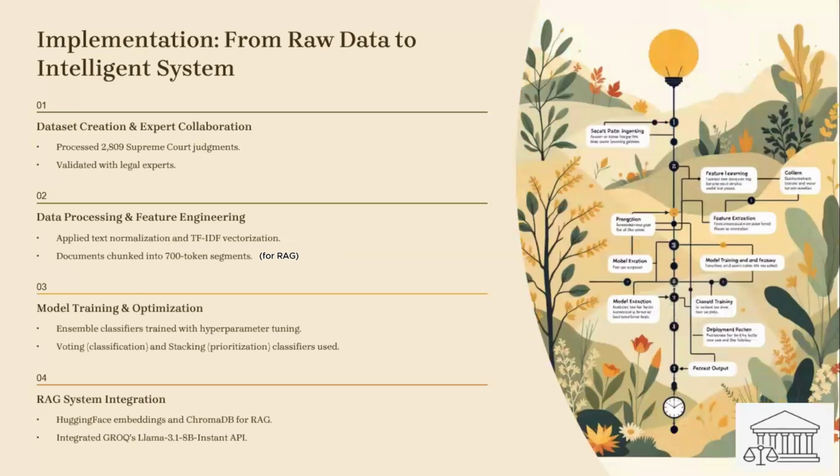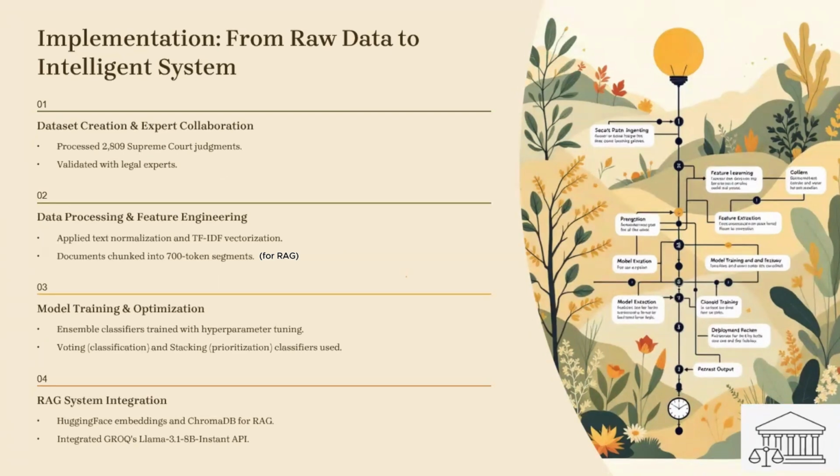In the implementation phase, we worked with real Supreme Court judgments, about 2,800 plus cases. We pre-processed the data, normalized the text, used TF-IDF, and built ensemble methods, that is, voting for classification and stacking for prioritization. For the RAG system, we used Hugging Face embeddings, ChromaDB, and the Groq Llama 3.1 API.